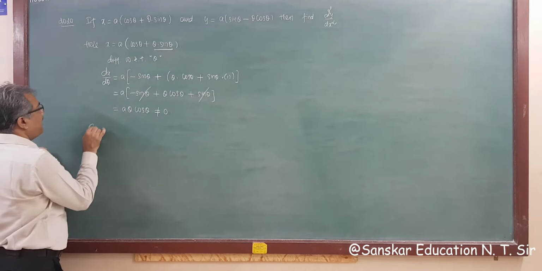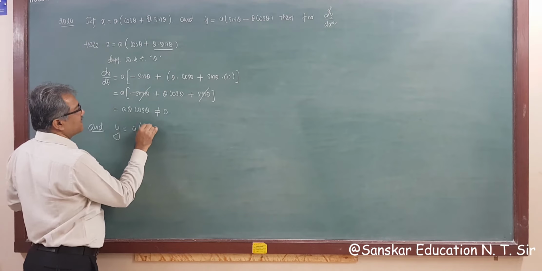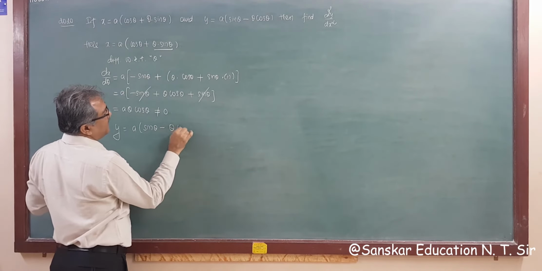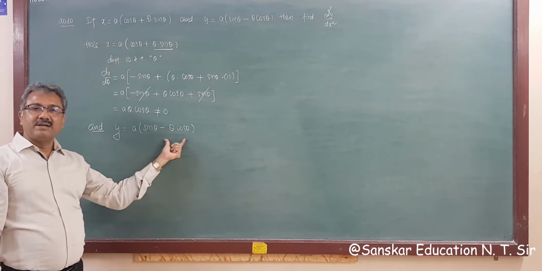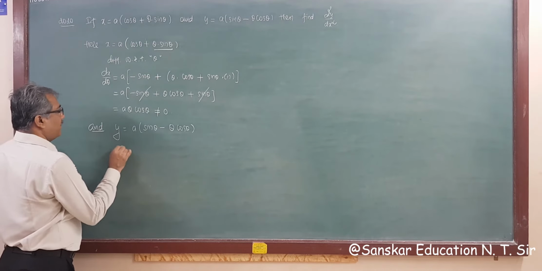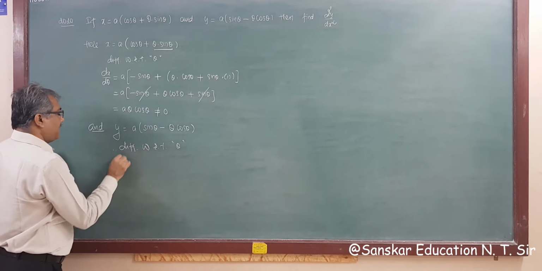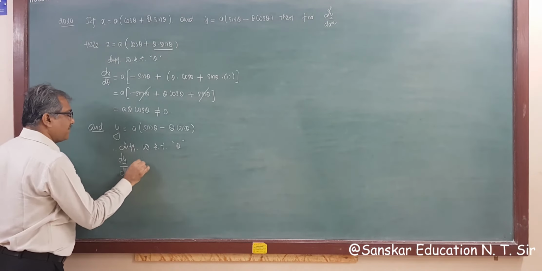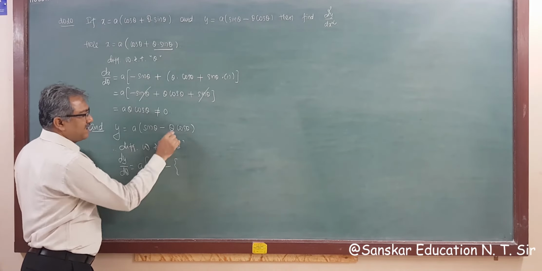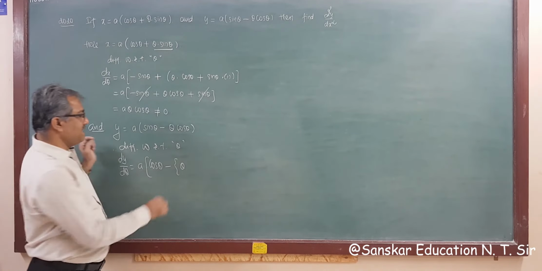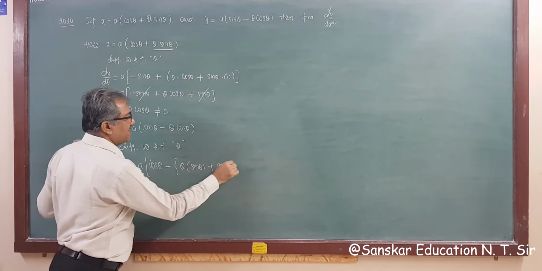Now y is given, y is equal to a times sin theta minus theta cos theta. So again y is a function of theta, so differentiating with respect to theta, dy by d theta is equal to a constant. Derivative of sin theta is cos theta, minus theta as it is, and derivative of cos theta is minus sin theta, and plus cos theta, and derivative of theta is 1.